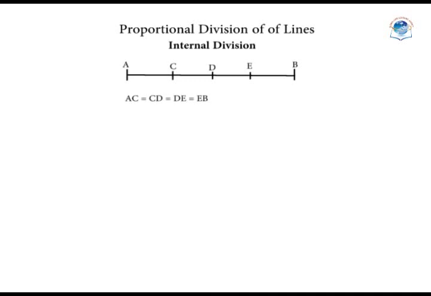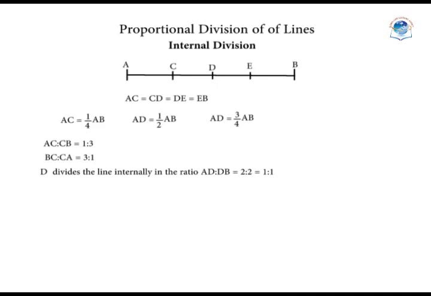Next, proportional division of lines. Now, line AB is divided into 4 equal parts. C, D, and E are points on the line such that AC is equal to CD and is equal to DE, which is equal to EB. From the line, AC is a quarter of AB, AD is a half AB, and AE is 3/4 AB. In ratio form, C divides AB internally in the ratio AC to CB is equal to 1:3, or BC to CA is equal to 3:1. D divides the line internally in the ratio AD to DB is equal to 2:2, or 1:1. A point divides a line AB internally if it lies in between A and B.